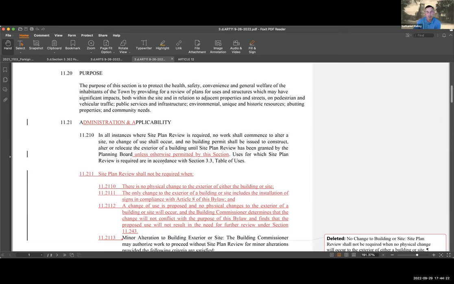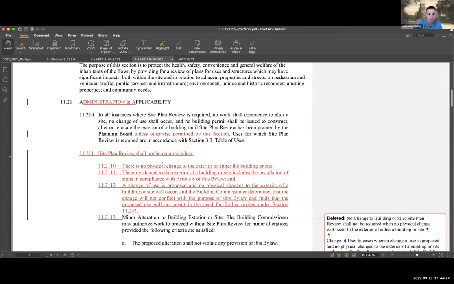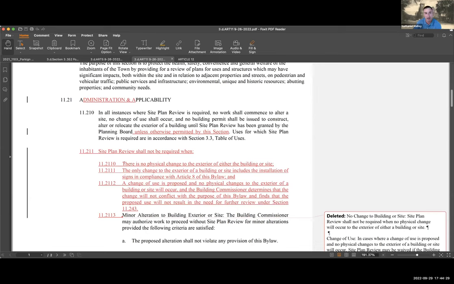We have a different version that would be referred to the council, because this one is somewhat misleading. What's shown here in red, these first three bullets, are already in the bylaw. The red is there with track changes; they're renumbered and nested now. We're creating a new 11.211 saying site plan review shall not be required when. We're just listing these out in a slightly different order, so it's clearer for both applicants and staff. We changed the language slightly, but these conditions are already in the bylaw.